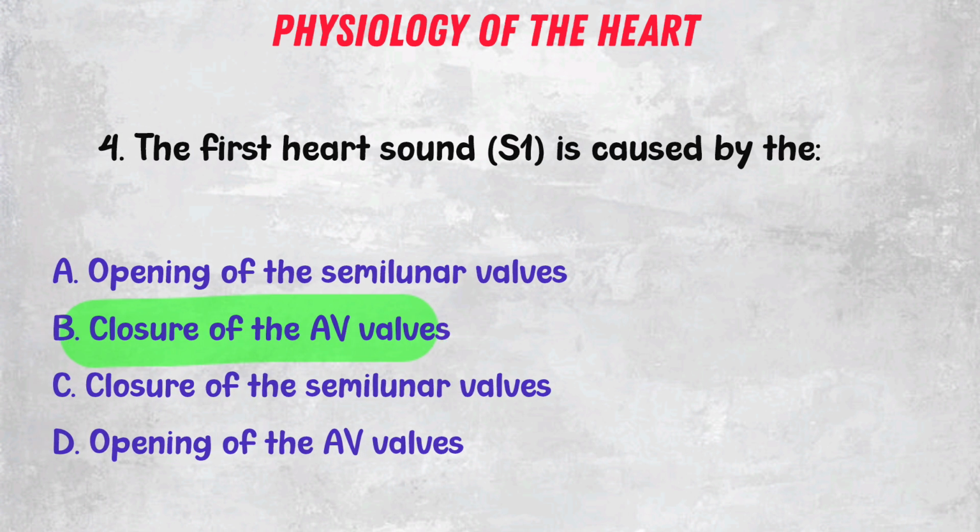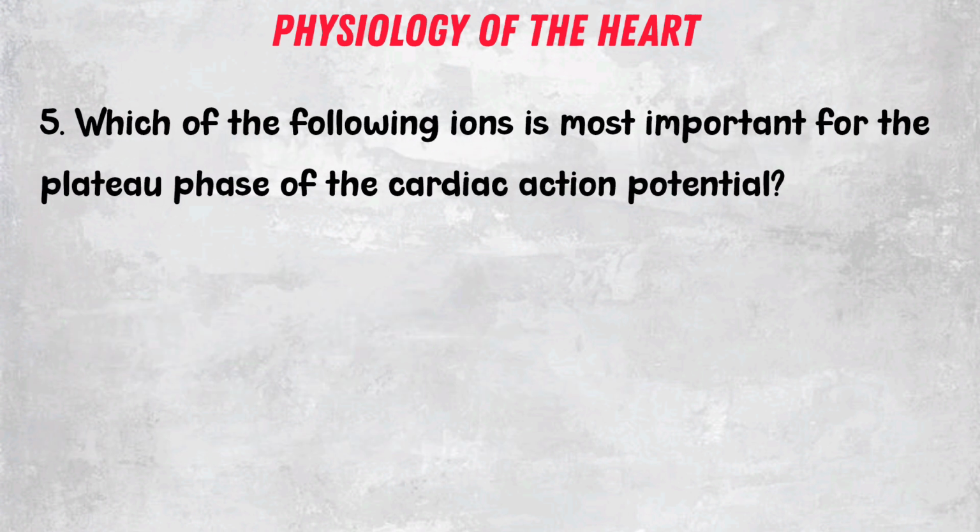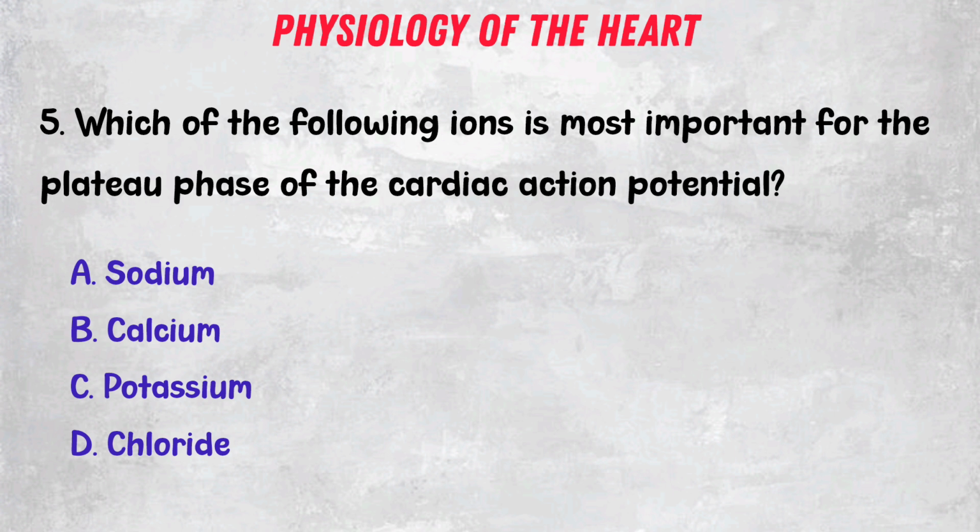So question number 5, which of the following ions is most important for the plateau phase of the cardiac action potential? We have A, sodium, B, calcium, C, potassium, and D, chloride. The answer is actually calcium, because calcium influx through the L-type channels maintains the plateau phase, which is phase 2 in the ventricular myocytes.